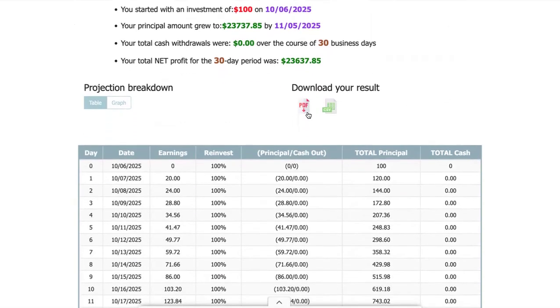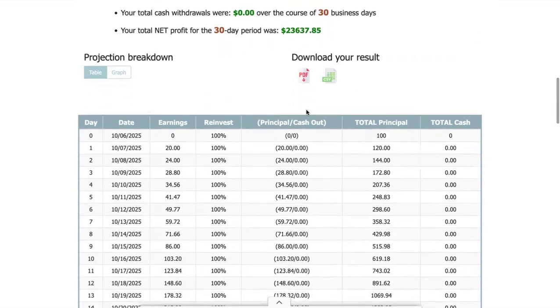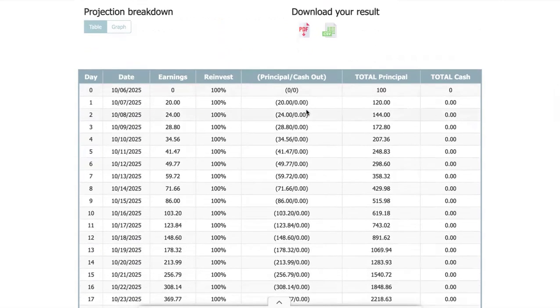Now you can download this and print it off. You have it with you when you're trading, when you look in front of you, or you stick it somewhere where you can find it. You understand? Now this is a chart right here. This chart is showing you the day, the date, the earnings, the reinvestment, the principal or cash out, the total principal, and the total cash. The only things that are important on this chart are the day, the date, the earnings, and the total principal.